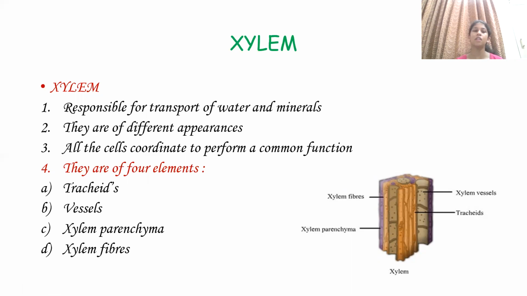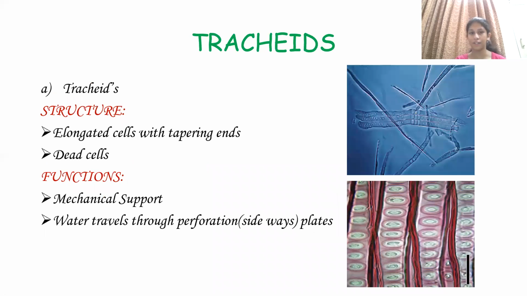So all the cells of xylem coordinate to perform a common function. Again, this xylem has four elements. Those are tracheids, vessels, xylem parenchyma, and xylem fibers. Coming to tracheids, you can see the picture of tracheids here.